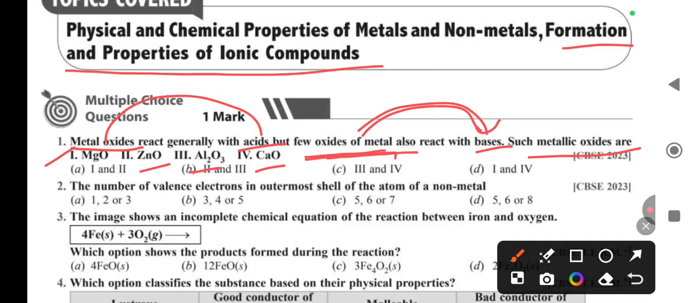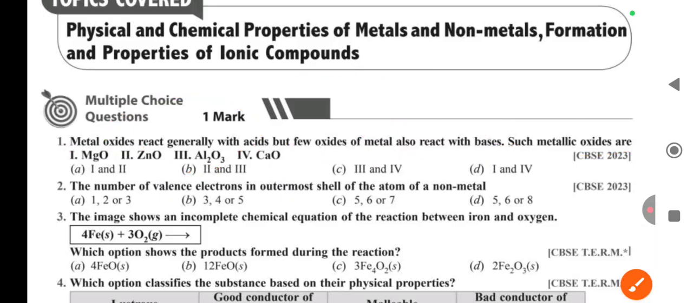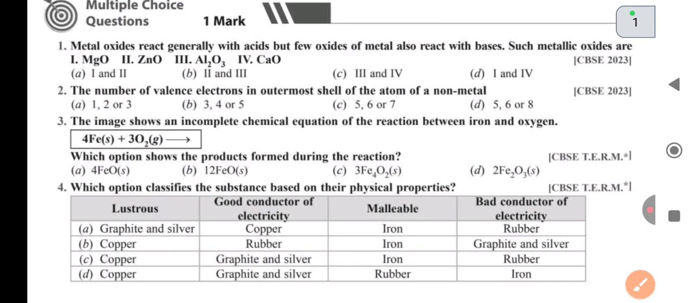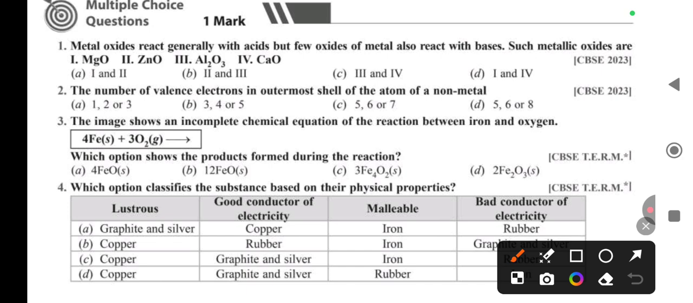So now I will tell you the meaning of amphoteric oxide. You can see, amphoteric oxides are those oxides which can react with acids as well as bases. Okay, so ampho means it has two natures. When it reacts with acid, then it behaves as a base, and when it reacts with base, then it behaves as an acid. Okay, so you have to find out which compound acts as an amphoteric oxide.